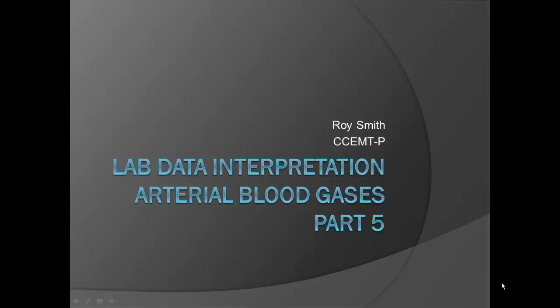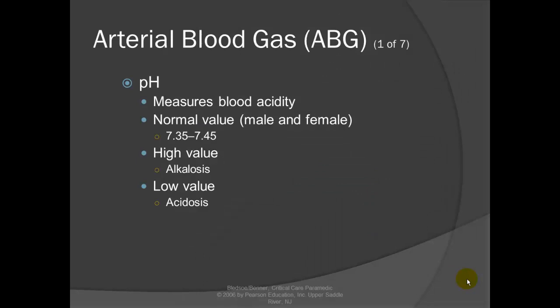This is going to be laboratory data, part 5, arterial blood gases. Arterial blood gases are an ABG. First value we're going to look at here is the pH, and it measures the blood's acidity. Normal values for male and female should be 7.35 to 7.45. If you have a high value, if it's over 7.45, then they're going to be alkalotic or be in a state of alkalosis. If they have a low value, less than 7.35, they're going to be in acidosis.